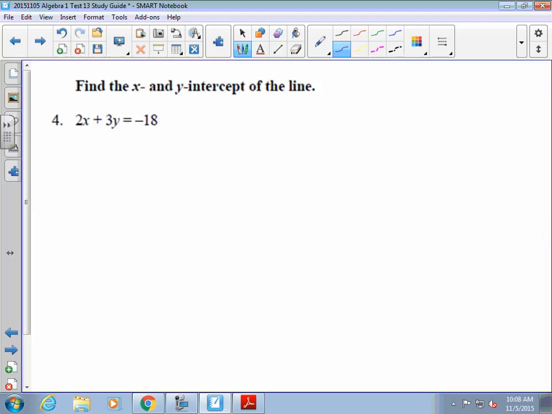Number 4 says find the x and y intercepts. So same thing as we did for number 1 and 2. If we're looking for the x-intercept, plug in 0 for y's value. So 2x plus 3 times 0, that part's gone, is negative 18. This is gone. 2x is equal to negative 18. There's no reason to add 0 to anything.